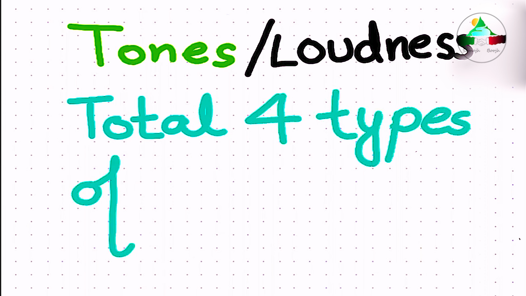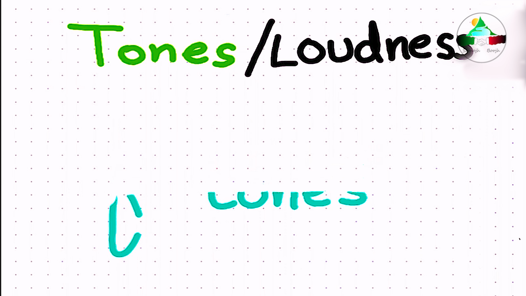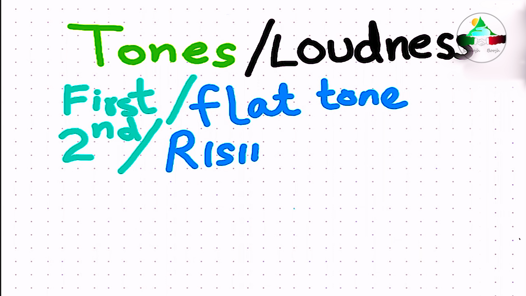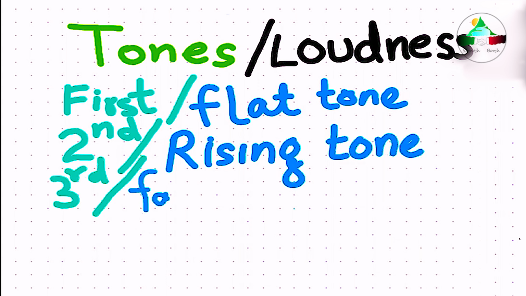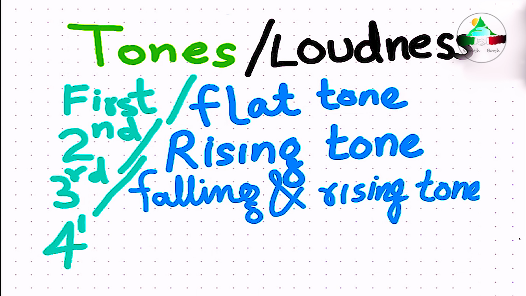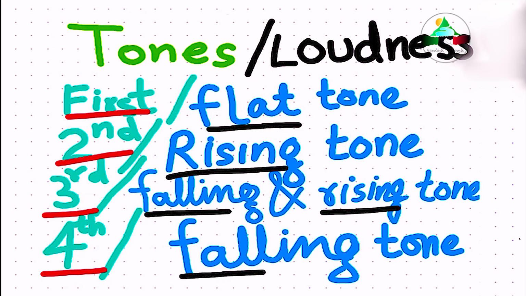Let us talk something about tones now. There are 4 types of tones in total. They are called first, second, third and fourth tones. First tone is flat tone with no rise or fall in sound. Second is rising tone. Sound starts low and then rises. Third tone is falling and rising tone. Sound decreases first and then increases. And fourth tone is falling tone. Sound falls down with a jerk.